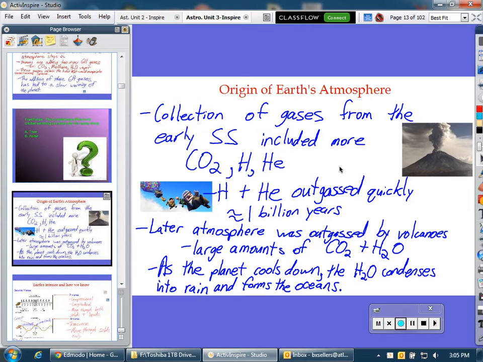But the planet doesn't have enough gravity to hold on to or retain these lighter gases like hydrogen and helium. And they outgassed into outer space after about 1 billion years. It probably took roughly 1 billion years. Obviously, the time's a question mark. But this is the reason helium balloons go up.